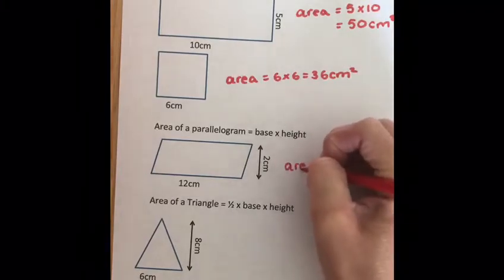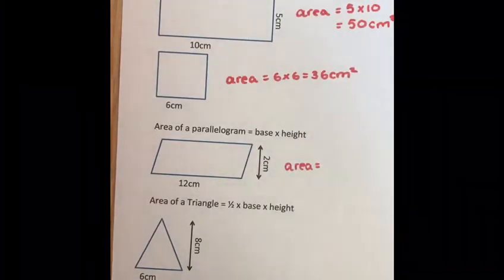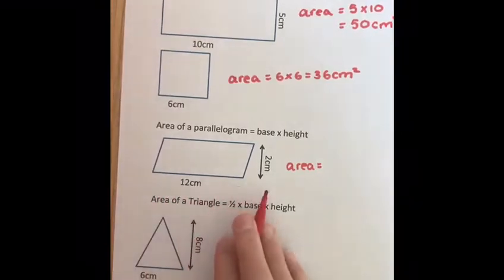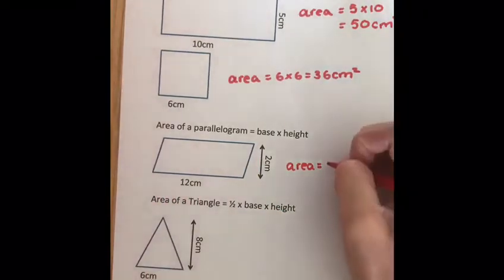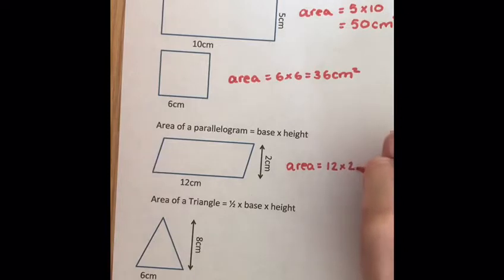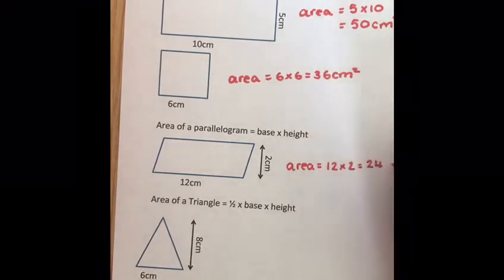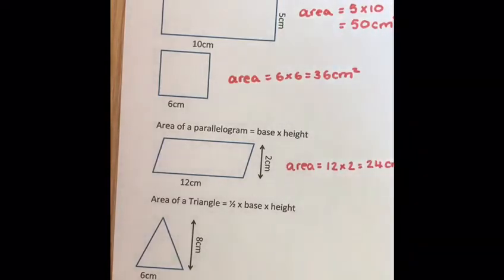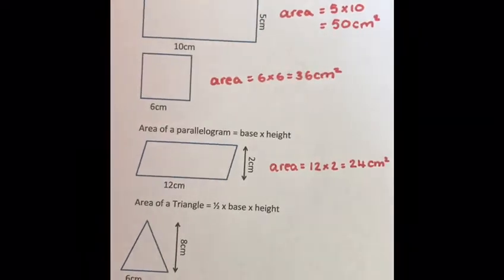So when you have a parallelogram, the area, you multiply the base by the perpendicular height. So it's 12 times by 2, which gives me 24. And again, my units are centimetres squared.